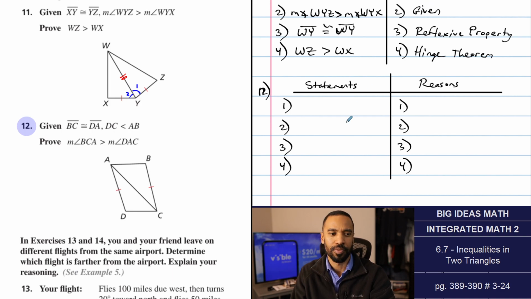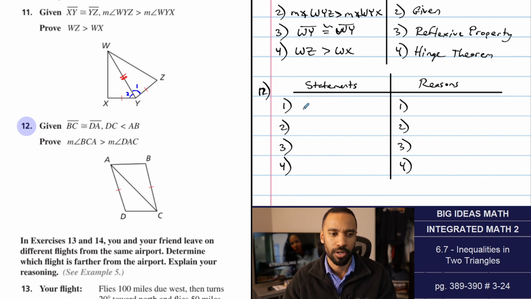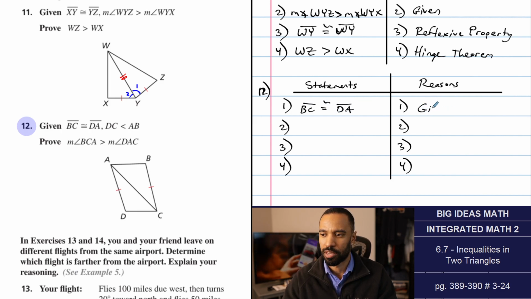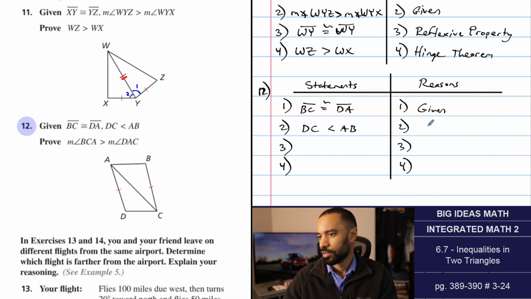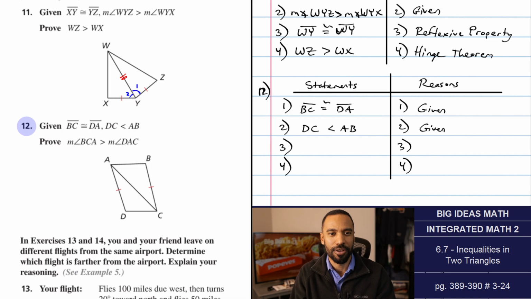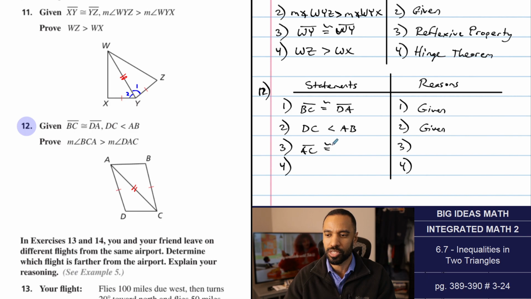So in this one here, step 1, segment BC is congruent to DA. That's already marked. Probably should have kept the givens up. Given. And then DC is also less than AB. I should probably leave that given for last. I should probably do this other side here and then mention not the included angles, but this is the situation for which we want to compare those angles. So this time I'm going to say AC is congruent to CA.